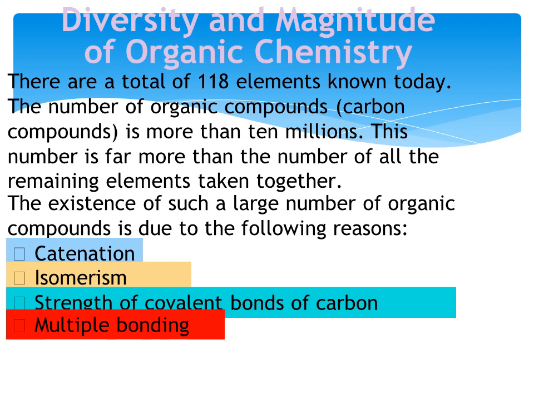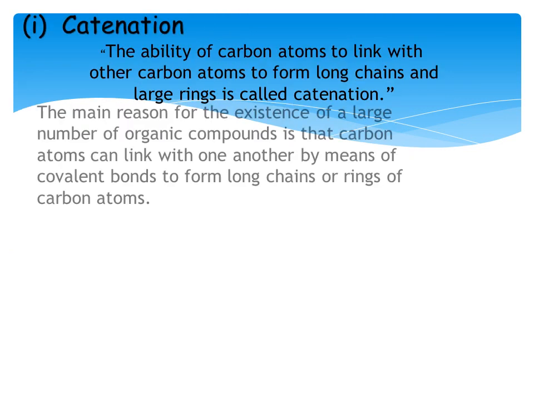catenation, isomerism, strength of covalent bonds of carbon, and multiple bonding. Firstly, we go through the topic of what catenation is. It's basically an ability of a carbon atom to link with another carbon atom either by means of single, double, or triple bonds to form long chains and rings.